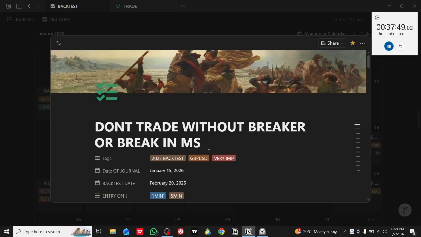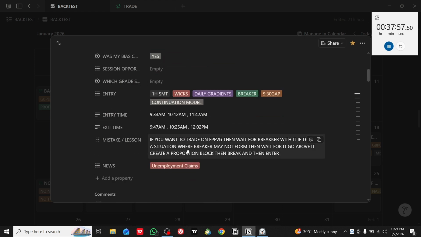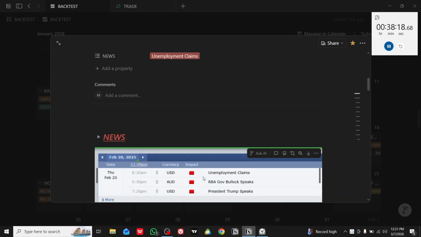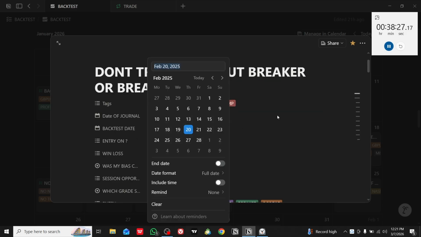No, don't trade without a breaker or breaking market structure. So this was a losing day. If you want to trade on the first present fair value gap, then wait for a breaker with it. If there is a situation where a breaker might not form, then wait for it to go above it and create a proportional block. I get it. I did this mistake, I wrote this. But good reminder. 20th of Feb.